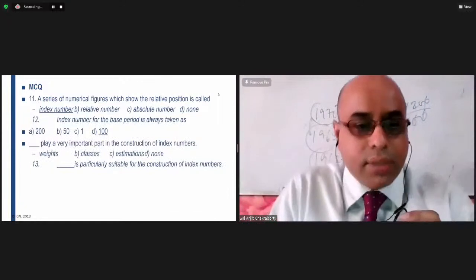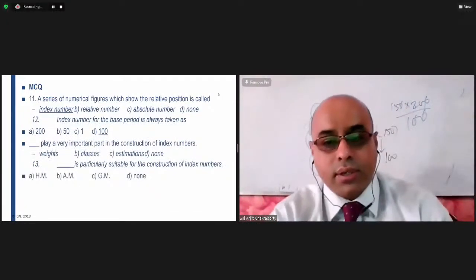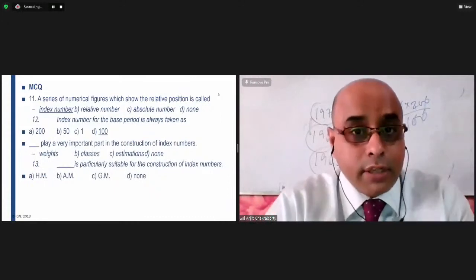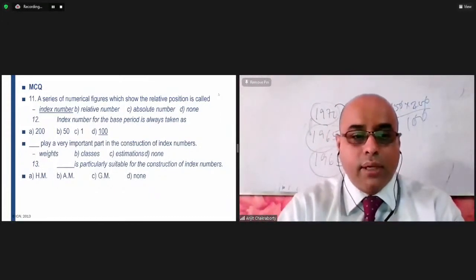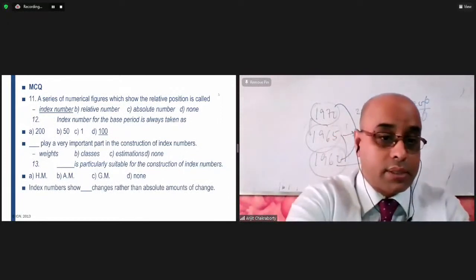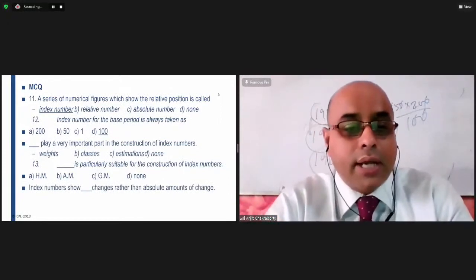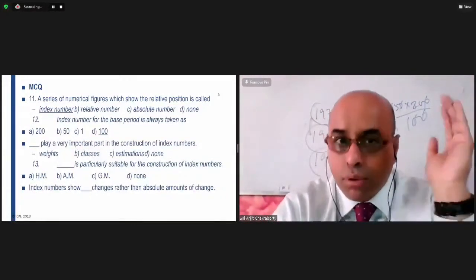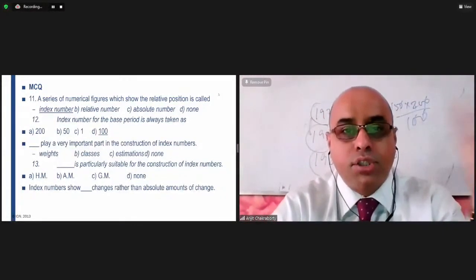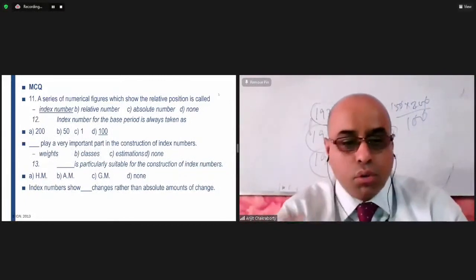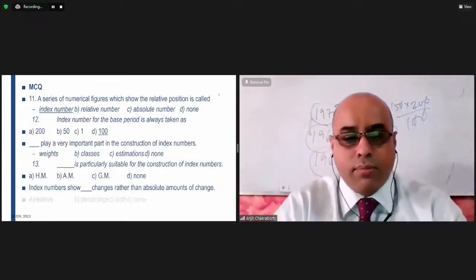The 13th question: dash is particularly suitable for the construction of index numbers. Harmonic mean, arithmetic mean, geometric mean, none of the above. Well, for the 13th question, it should be 14, I guess, 14th. Yeah, 14th question here. Well, both AM and GM are suitable, but GM is preferred.